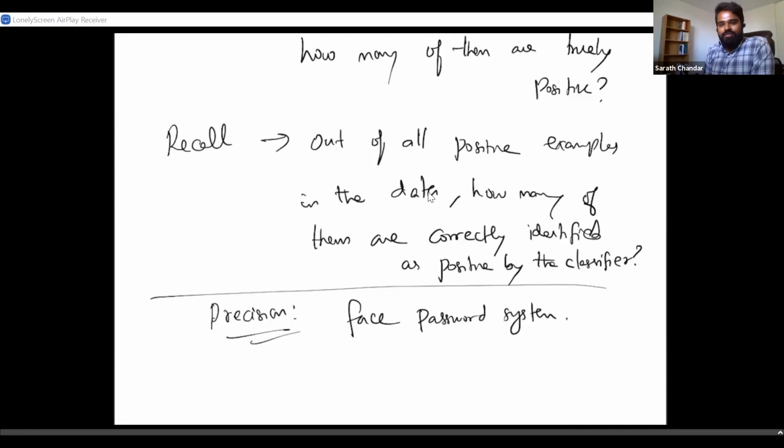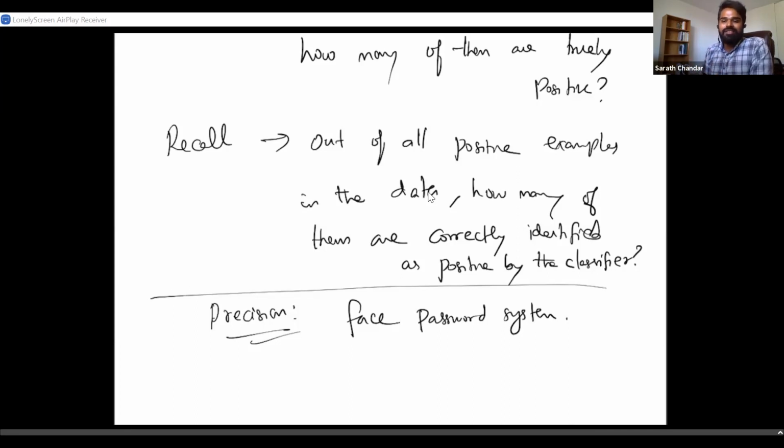Now with new iPhones, you have face detection based passwords, right? In this case, I want a system which is highly precise, more precise than recall. Why? Because I don't want my phone to be accidentally opened by someone else just because my model thought it is me. On the other hand, I'm probably okay if, let's say, I shave one day, or I did not shave one day.